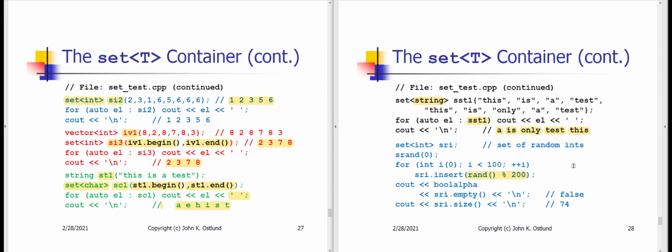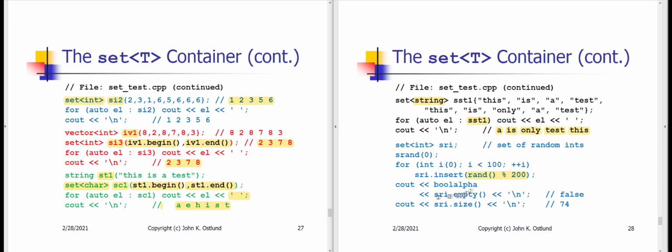Okay, so among these 100 random values that I'm drawing, I'm likely to have several duplicates. So it's unlikely that SRI, when I'm finished, will actually contain 100 values. It could contain at most 100 values if I happen to get 100 different random values, but that seems quite unlikely.